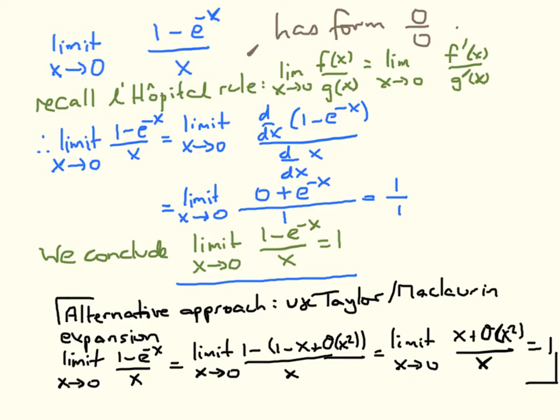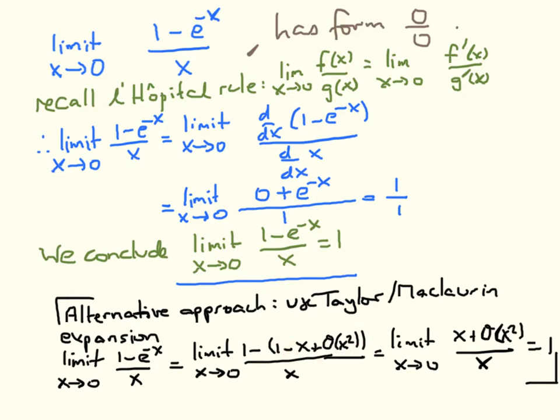It's perhaps worth noting that there is an alternative approach to this problem. We're interested in what happens to this function as x goes to 0, and e to the minus x has a Maclaurin expansion, or a Taylor expansion if you prefer, as x goes to 0. So we can expand the numerator. 1 minus e to the minus x is 1 minus the expansion of e to the minus x, which is 1 minus x plus terms of order x squared.